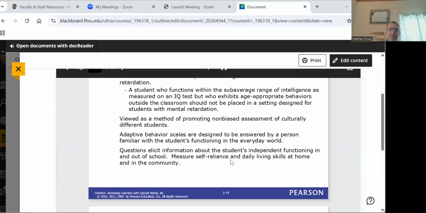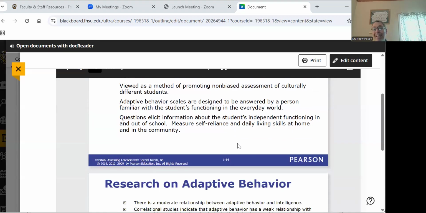They are designed to be answered by a person familiar with the student. Oftentimes, it's going to be a classroom teacher and then the parent. You have a parent edition and a teacher edition of it. The questions elicit information about the student's independent functioning in and outside of school. Basically, it's measuring their self-reliance and daily living skills at home and out in public in the community. Some of you may have already had to do those. Some of you maybe haven't seen them yet.